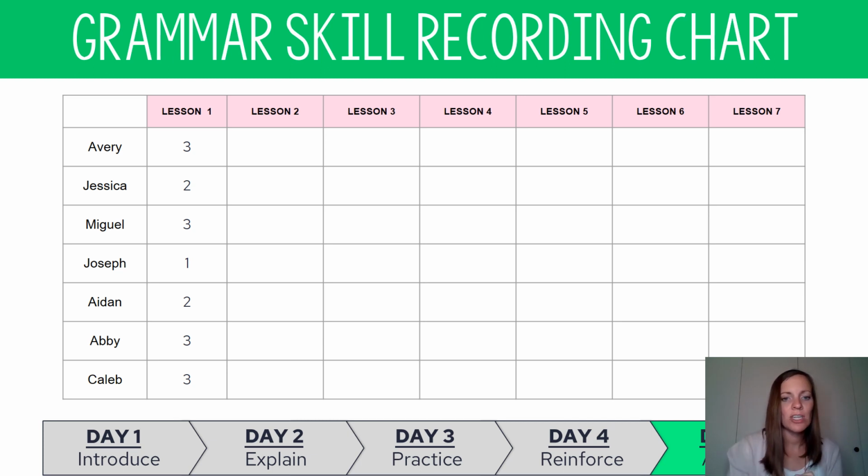He needs more intervention. And then you can just get a quick visual of seeing what students need reteaching, what students may just need an extra worksheet or center activity or homework, and which students are ready to go and have mastered the concept.